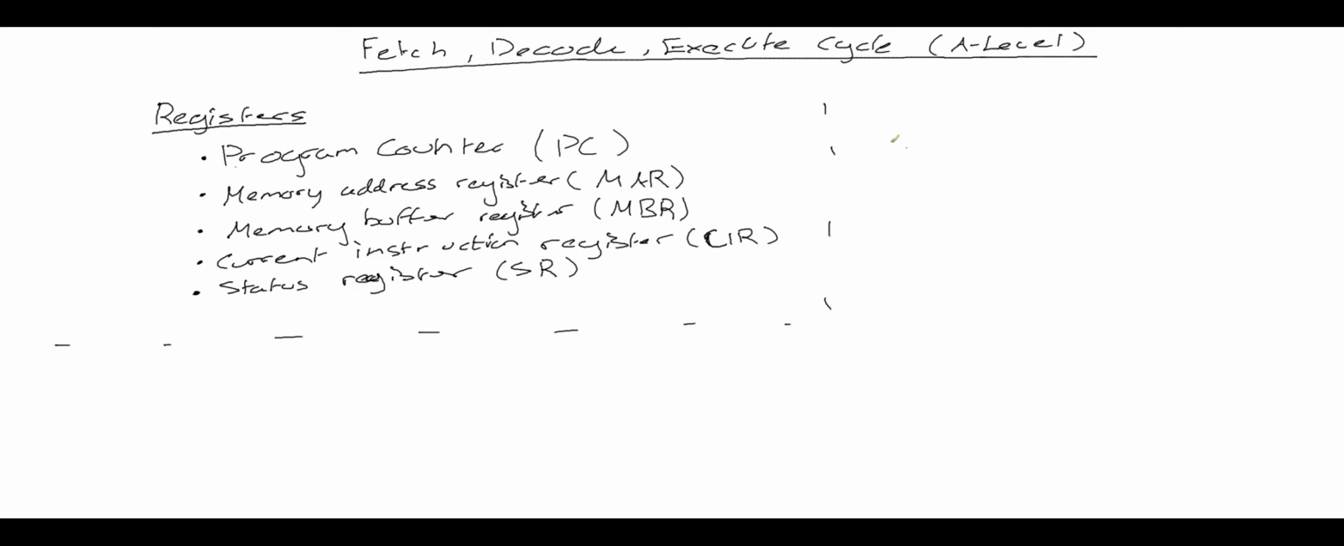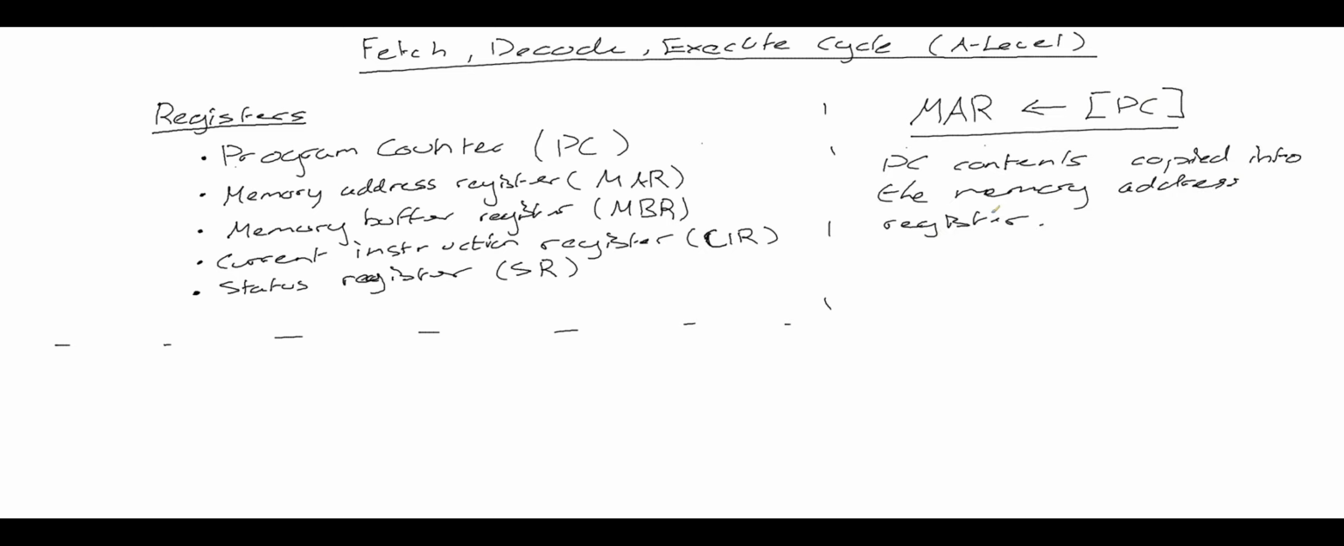So what are the stages of the Fetch-Decode-Execute cycle then? The first stage is that the contents of the program counter are copied into the memory address register. So the program counter holds the address of the next instruction to be executed. We need to copy that into our memory address register so that we have in our memory address register the address in memory of the instruction that we want to execute.